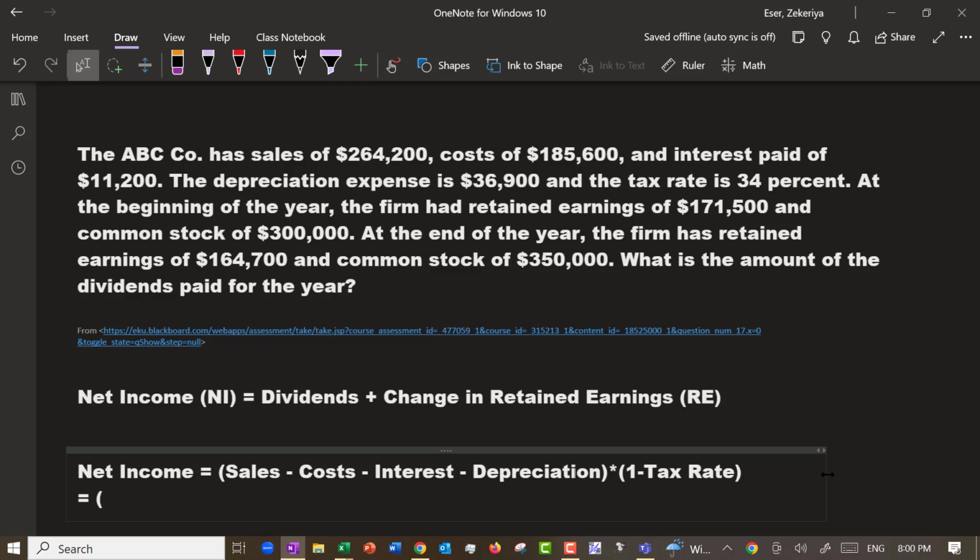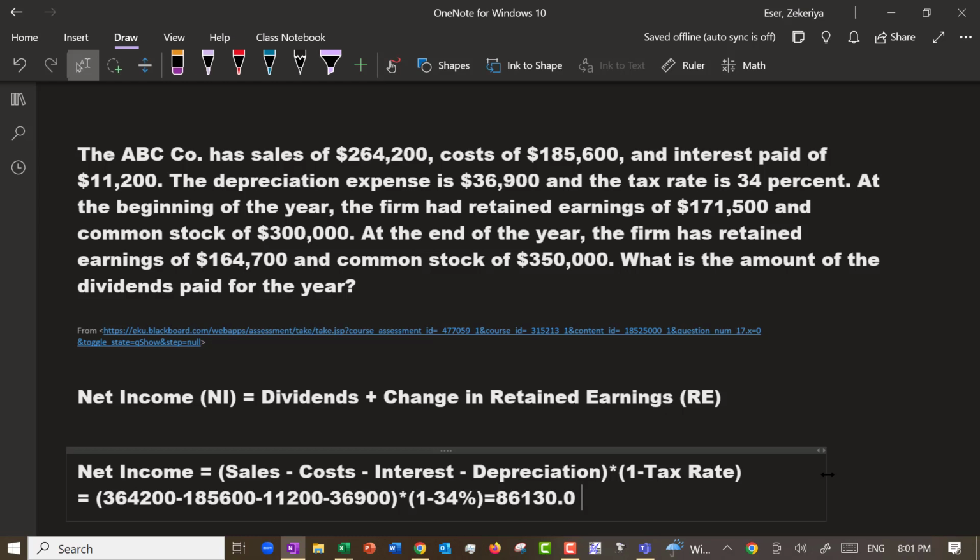And since OneNote also acts as a calculator, sales 264,200, costs 185,600, interest I know 11,200, depreciation 36,900, close parentheses, times 1 minus, and I know the tax rate. Even in OneNote you can write that as 34%, and it internally converts that into a decimal, equals, that's net income.